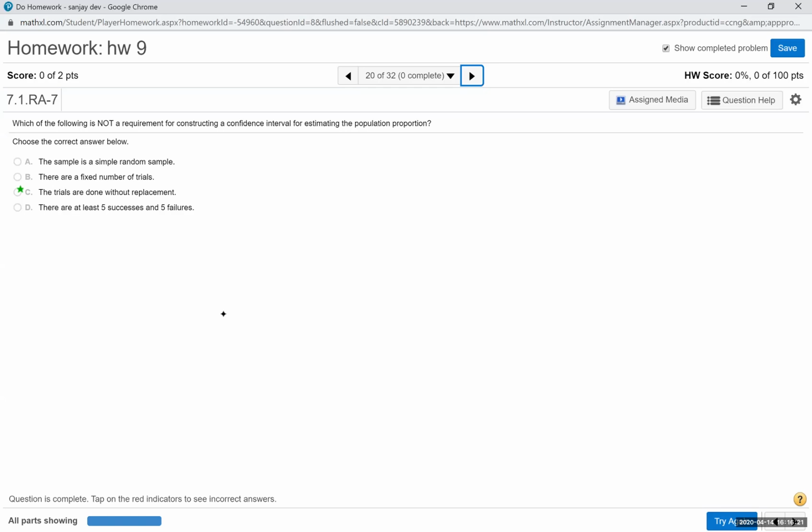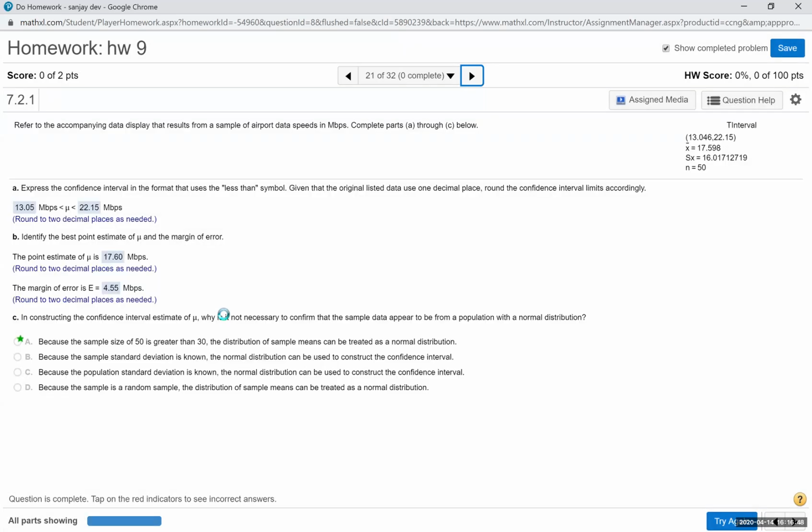Okay, so what is it? Which of the following is not a requirement for constructing a confidence interval for estimating the population proportion? The trials are done without replacement. It's not a requirement. So yeah, you can do replacement. It's all right, as long as it's a fixed number. The probability does not change, in other words. Probability stays the same. And then that's it. So the answer is part C. Let's see. We have number 21 right now.